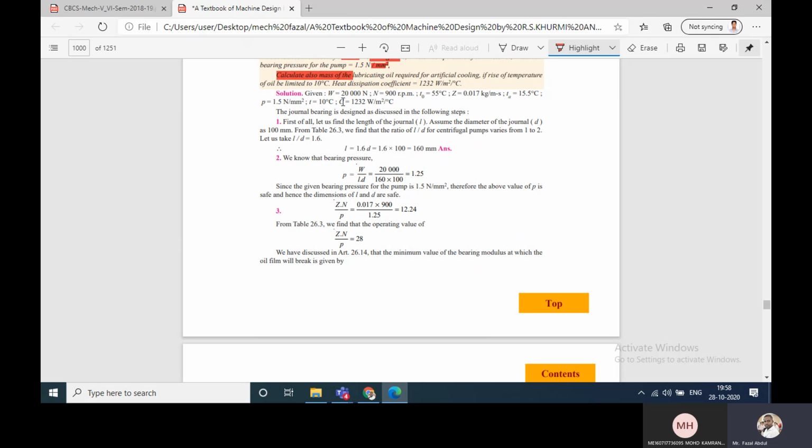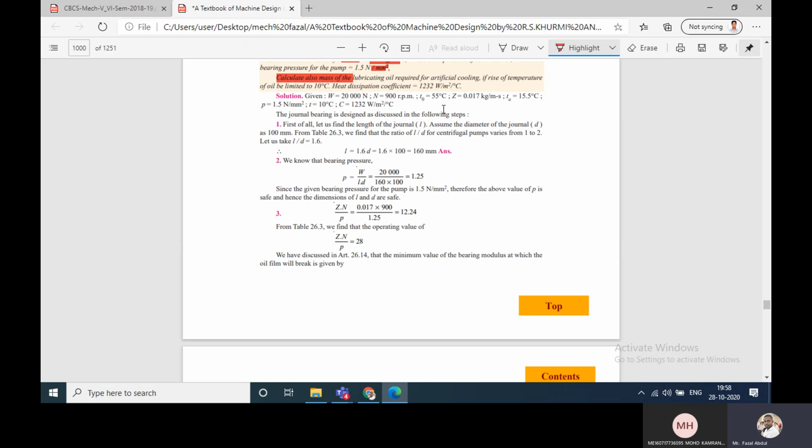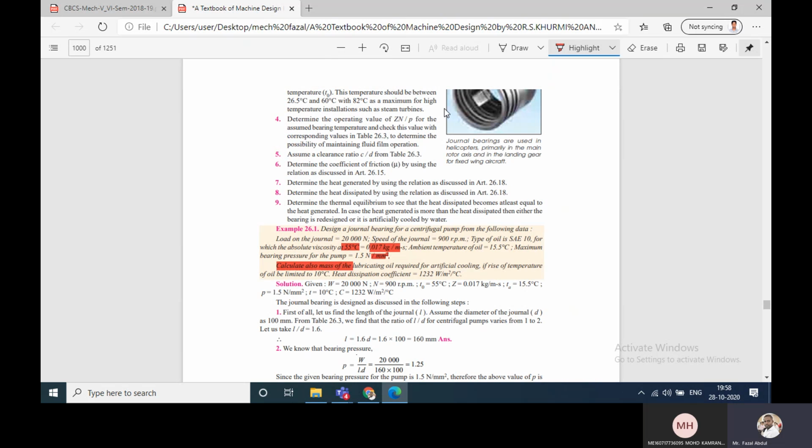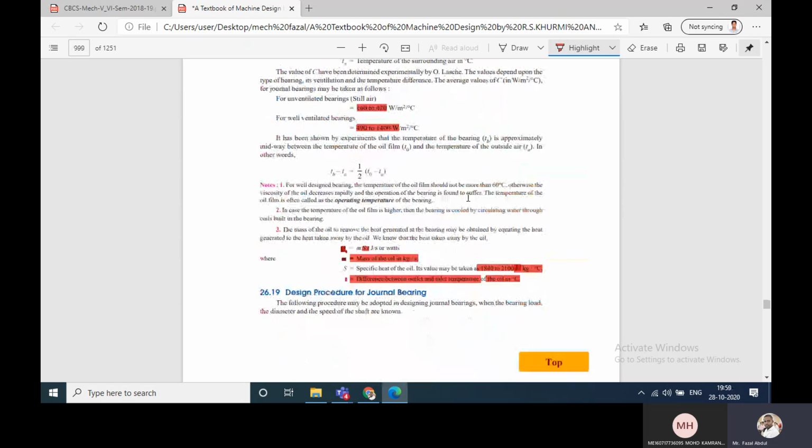Why are we supplying the mass of oil? For artificial cooling, we are supplying the oil here. If the rise of temperature is limited to 10 degrees, it means this is the one, 10 degrees.